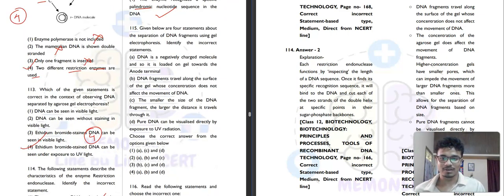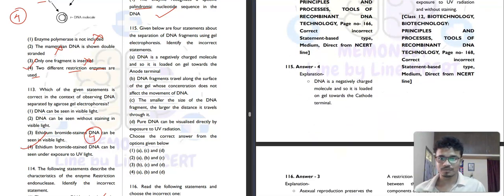Question number 150. It is saying that given below are four statements about the separation of DNA fragments using gel electrophoresis. Identify the incorrect statement. First is saying that DNA is a negatively charged molecule. Correct. So it is loaded at the anode. No, this is loaded at the cathode terminal. So this is not correct. And DNA fragments travel along the surface of the gel, whose concentration does not affect the movement of DNA. Yeah, it is correct. Then the smaller the size of the DNA fragment, the larger the distance it travels through it. This is also correct. This is not correct actually. The gel concentration does affect the movement. Okay, so this is not correct.